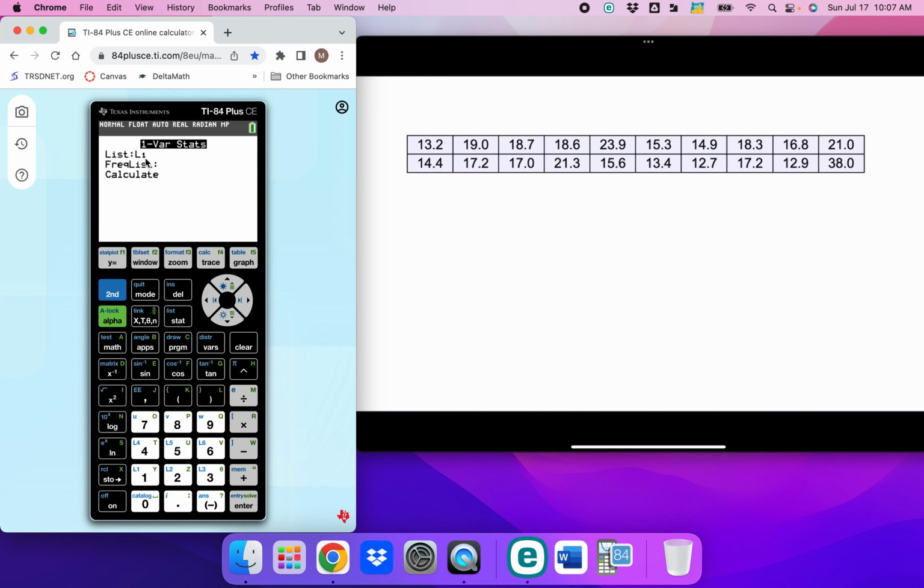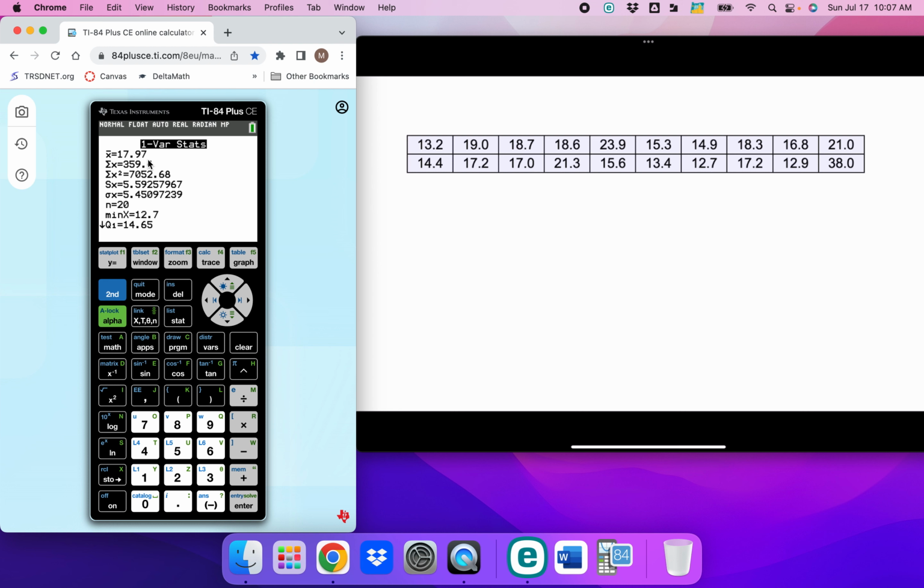But we're using L1. Frequency list, that's what this is. So we use the frequency list if numbers show up more than once, but everything just shows up more than once, so I'm just leaving this blank. So we just want list L1, frequency list is blank, arrow down to calculate, and then hit enter. We're going to get all sorts of stuff here. Okay, I'm going to write down what each thing means.